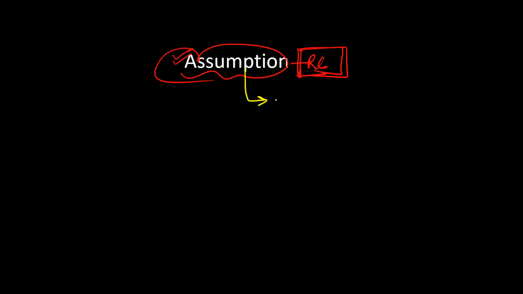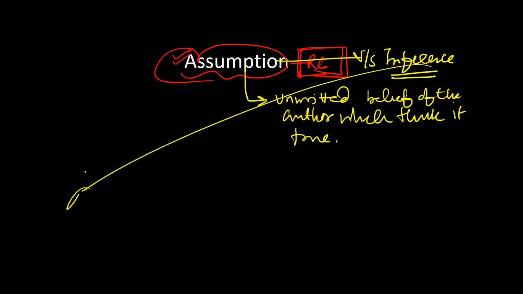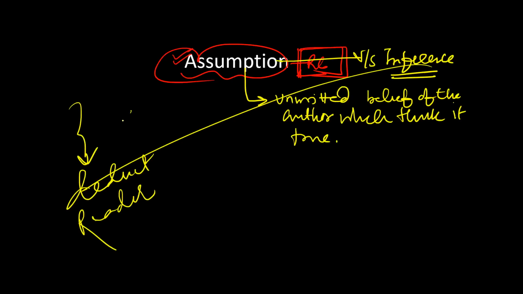Assumption is an unwritten belief of the author which you think as true. Okay, so guys, there is a difference between assumption and inference, because inference is what you deduce after reading the passage. Inference is what you as a reader deduce from the passage. That is called inference.